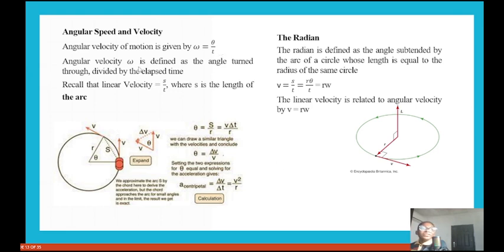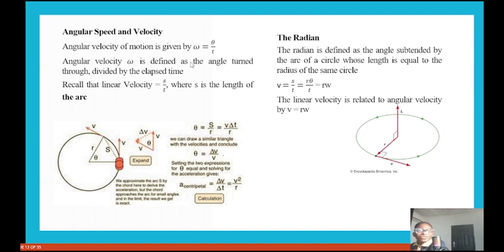So angular velocity omega is defined as the angle turned through, the angle this particular body is rotating through, divided by the elapsed time. Recall also that velocity is just our normal velocity, displacement over time. So for a circular motion, our s will not just be distance, it's going to be called the length of the arc. It's this arc, you can see it here. This is our s, the length of this arc. The length of the arc is going to be our distance. It's going to be our s.